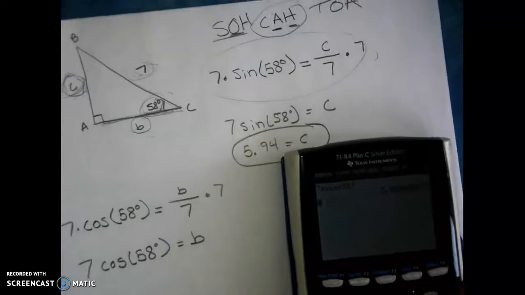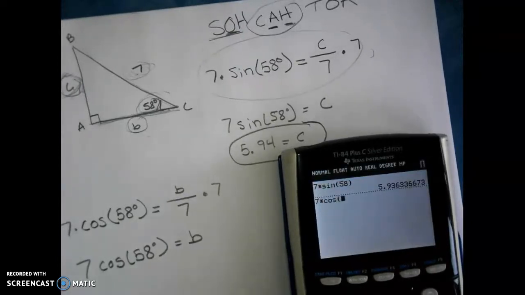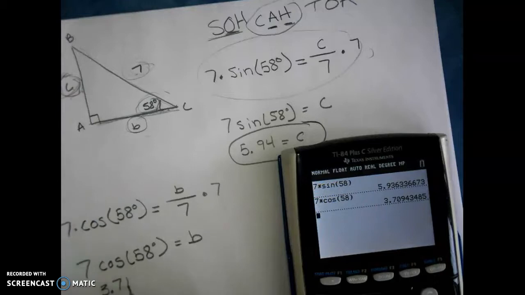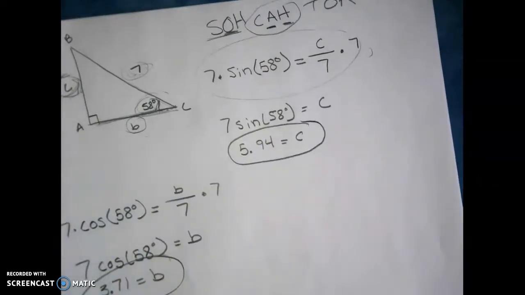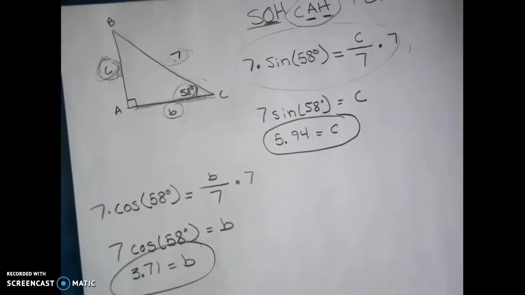Now I can plug this into my calculator. So I have 7 times the cosine of 58 degrees. That gives me a measure of about 3.71 is equal to B. Okay, so that's solving for sides using sine, cosine, or tangent.